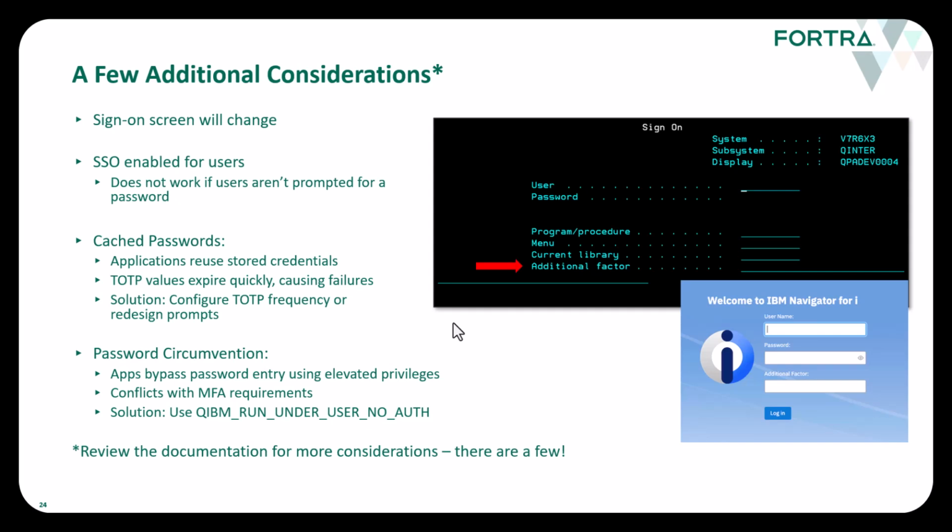Password circumvention is another consideration, and you've got apps that are going to bypass that password entry to elevate privileges, so that adopt authority, running a job under their user profile. It does conflict with those multi-factor authentication requirements, so that's where that function ID, QIBM_RUN_UNDER_USER_NO_AUTH, comes into play. So that will help pull that back around, but you do need to understand how that's happening on your system.